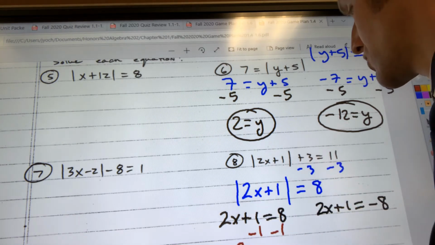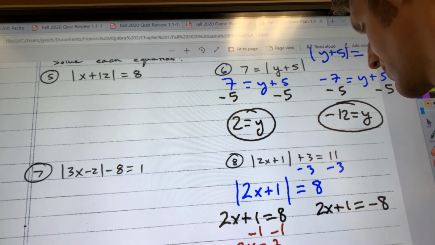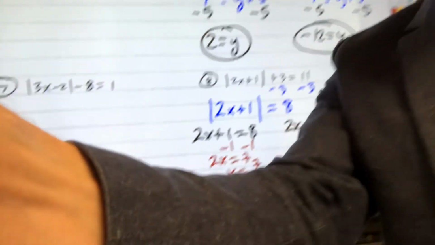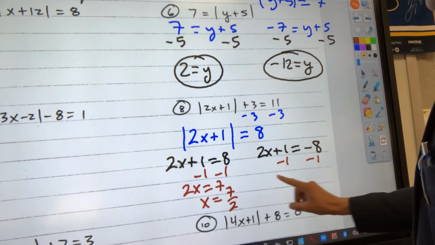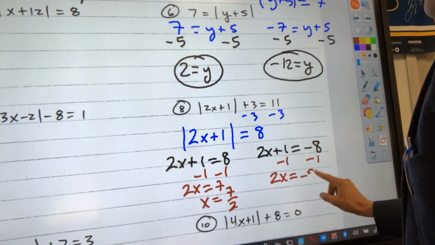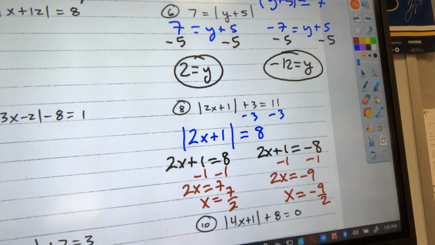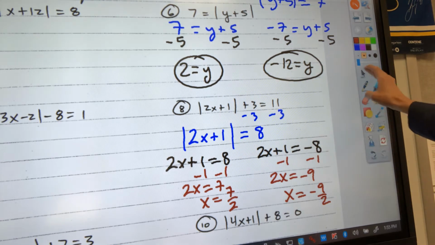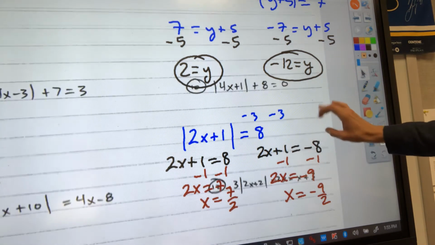Subtract 1. 2x is equal to 7. Divide by 2. 7 over 2. You're like, Mr. York, I can't see that. Now you can. Subtract 1. 2x is equal to negative 9. x is equal to negative 9 over 2. Have that down again. I need to make a video relatively quickly, so if you need to pause me, go ahead. I won't be offended.